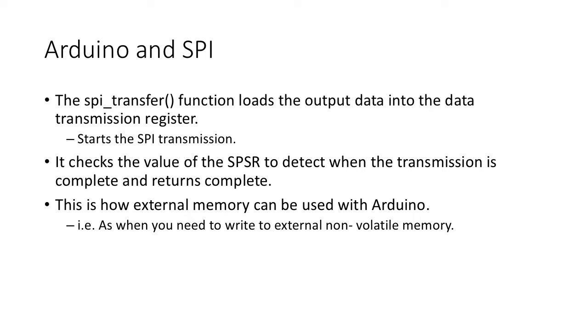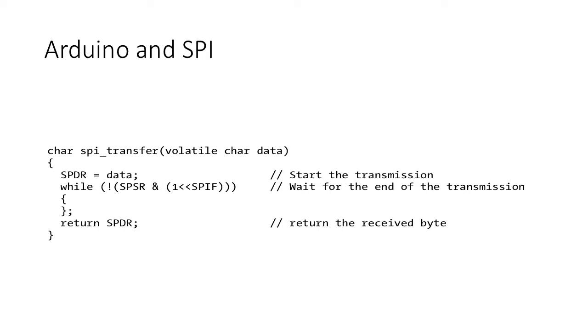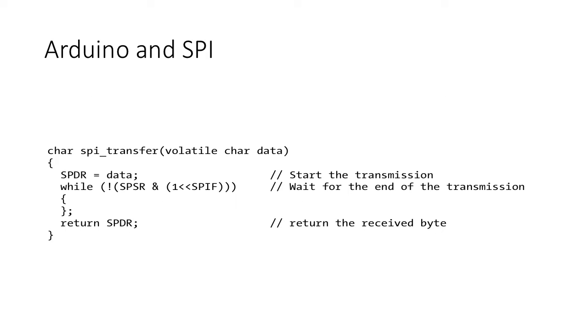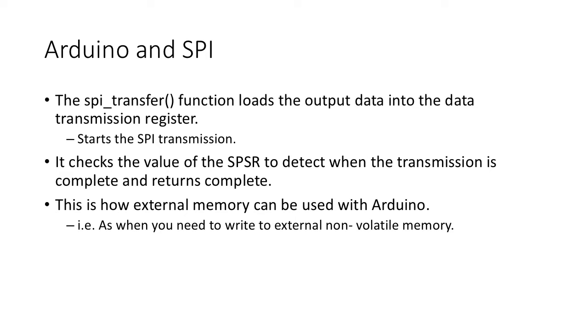So we load the output data into the data transmission register, which is SPDR. That starts the SPI transmission, checks the value of the SPSR, that's the status register, SPSR, ampersand, to detect when the transmission is complete, and then returns complete. And so you can use external memory using SPI as an interface, and the memory will allow for synchronous transmission of data into the memory from the CPU.